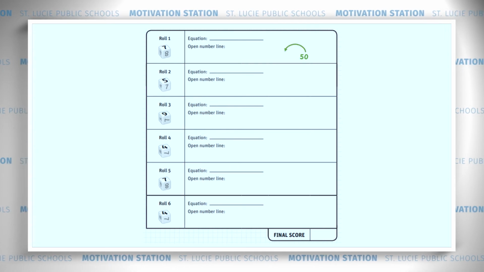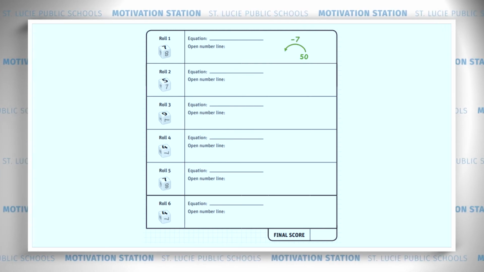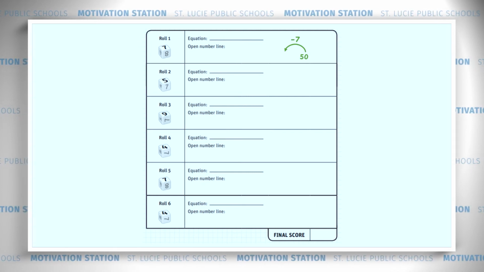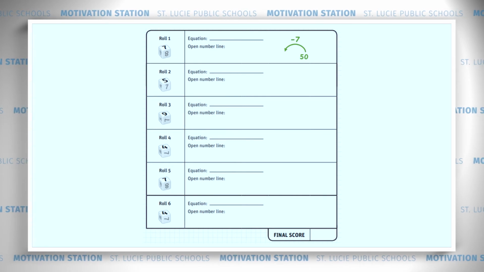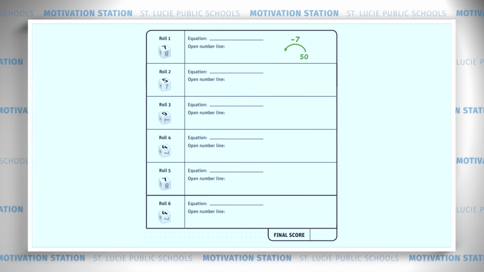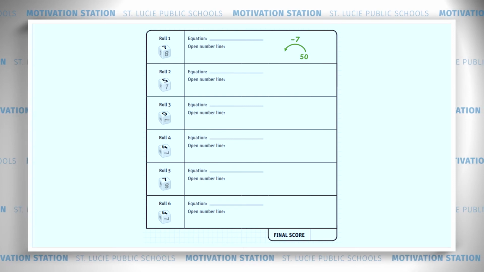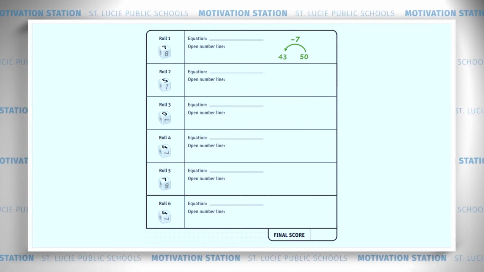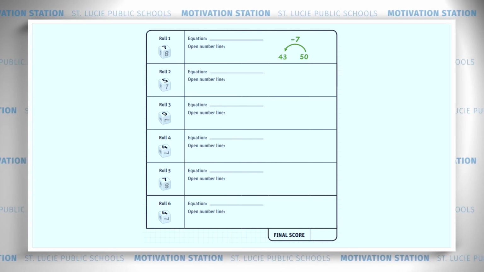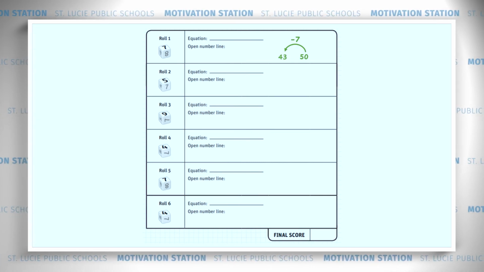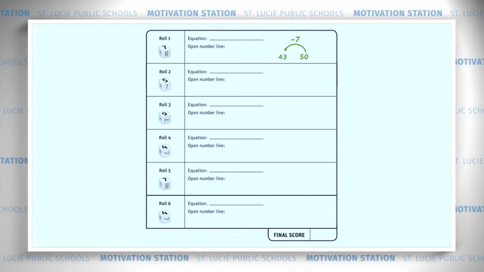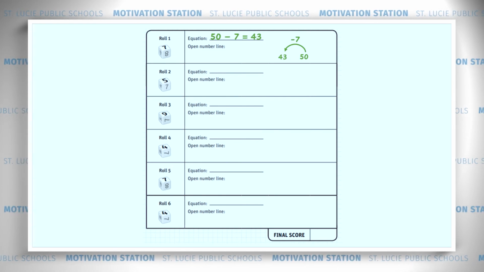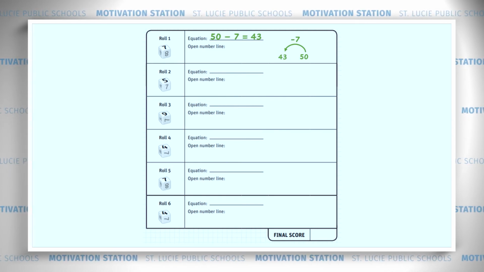Roll 1, I rolled a 7. So I need to take away 7. 50 minus 7. If that's difficult to think about, remember you can always use 10 minus 7 to help you. 10 minus 7 equals 3. So 50 minus 7 would be 43. Go ahead and write that down for your open number line for this practice round. The last step for this turn would be to write down the equation. 50 minus 7 equals 43.